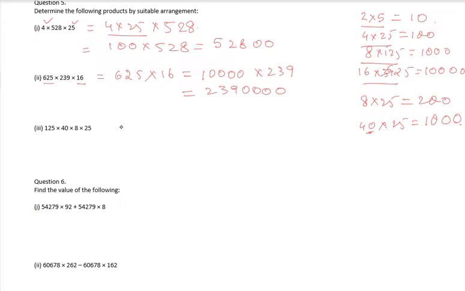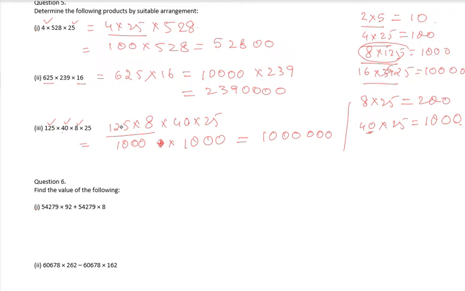Then 125 into 40 into 25. I can try out with 40 because of 4, or I can try out with 8. Which one? This is the combination. So 125 into 8, then multiplied by 4 into 25. So 125 into 8 is 1000, and 4 into 25 I told you is 100, so another 0, so it becomes 1000. So 1000 into 1000 is 10 lakh, 6 zeros.